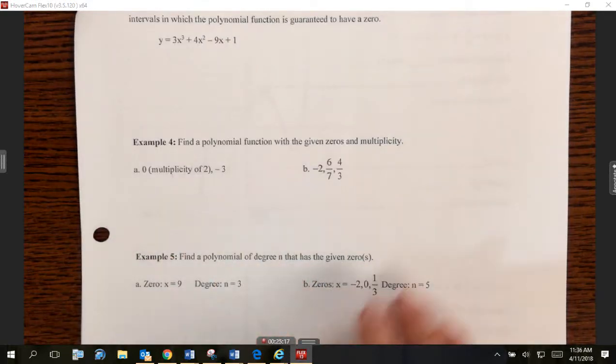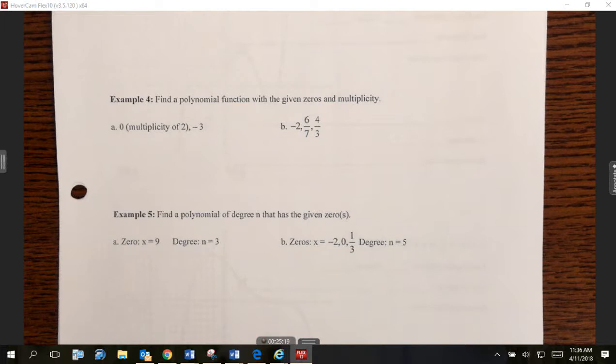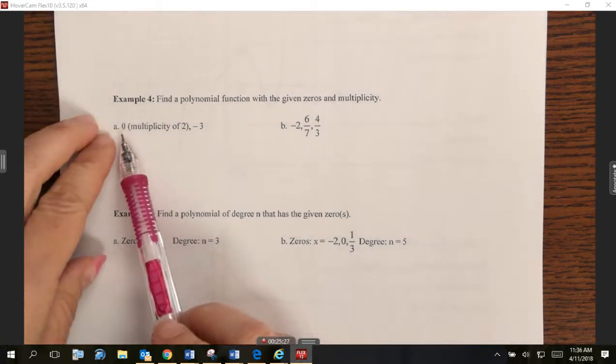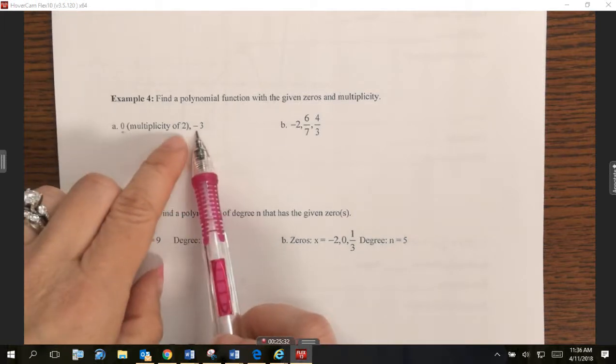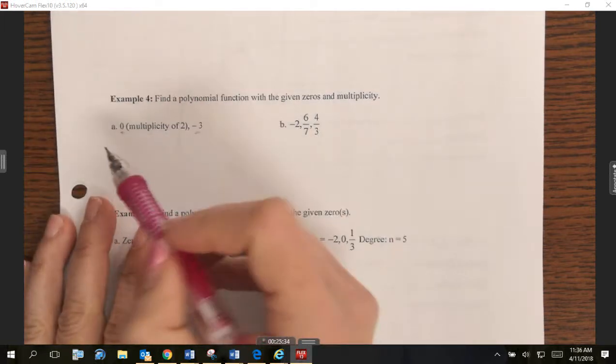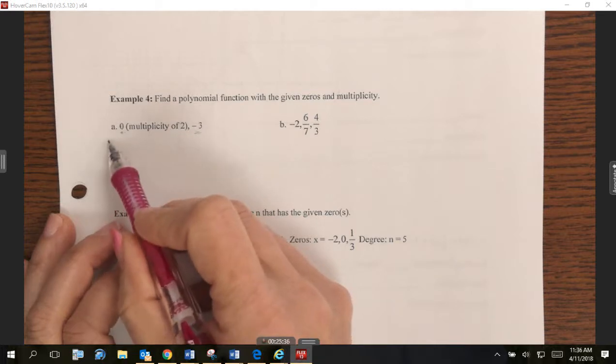When I go to example 4, we're going to find a polynomial function with the given zeros and multiplicity. That's kind of what we started doing yesterday. Here it's telling us we have a 0 at 0 with a multiplicity of 2, and then we have a 0 at negative 3. So I'm going to start with making this look like x equals.